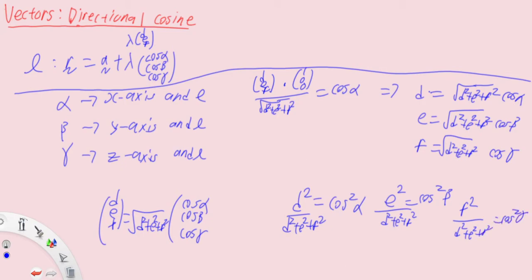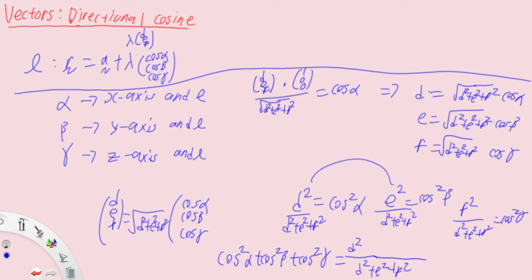Add these together, what do you notice? So we get cosine squared alpha plus cosine squared beta plus cosine squared gamma equals, on top, D squared plus E squared plus F squared, over D squared plus E squared plus F squared. You notice that all of them have the same denominator, and on top is D squared plus E squared plus F squared. So we basically get the same denominator and numerator, which then equals 1. This then brings us to our next identity, where we have cosine squared alpha plus cosine squared beta plus cosine squared gamma, giving us 1. So this is the proof for our directional cosine.